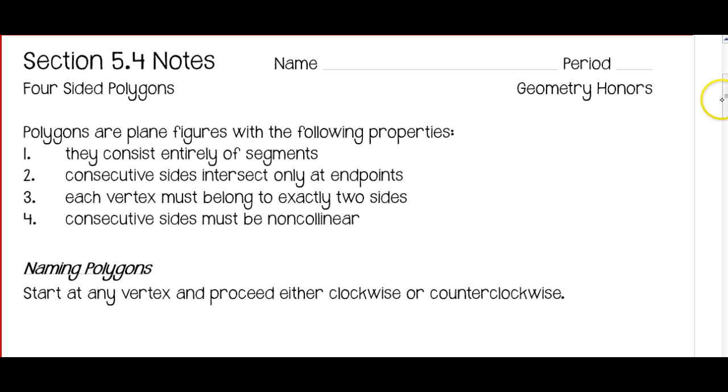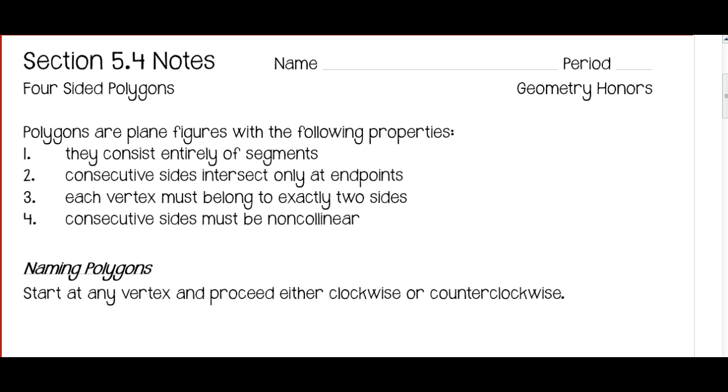There's a lot of information in these notes, so I would encourage you to go back and reread them several times to make sure that you're familiar with all the different polygons and their properties. So let's start out by defining what a polygon is.